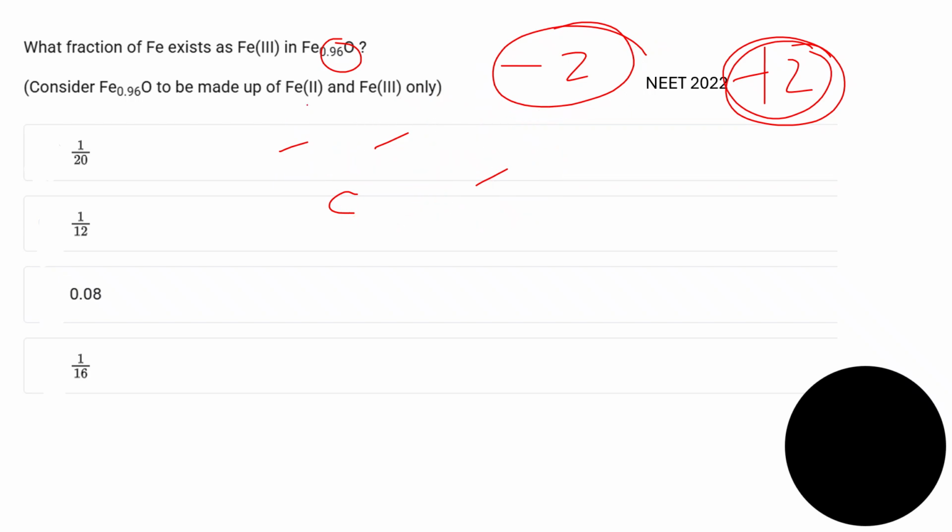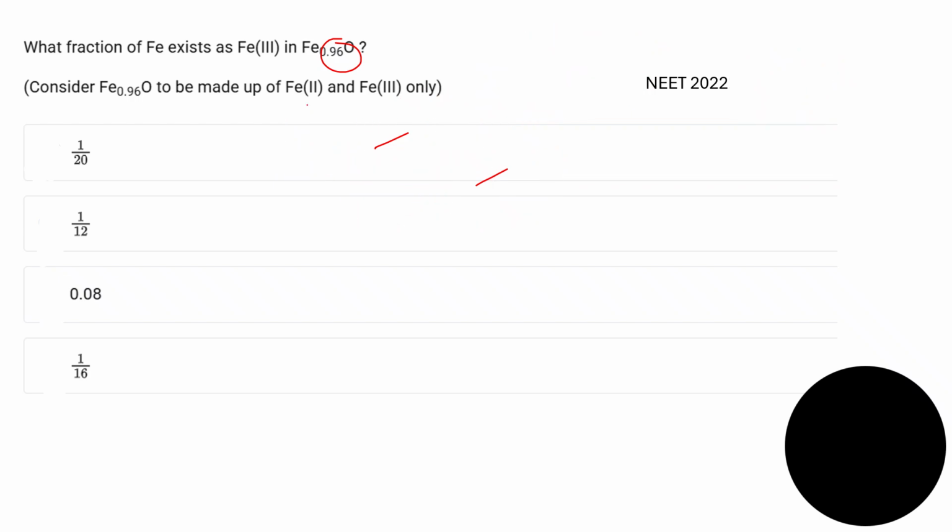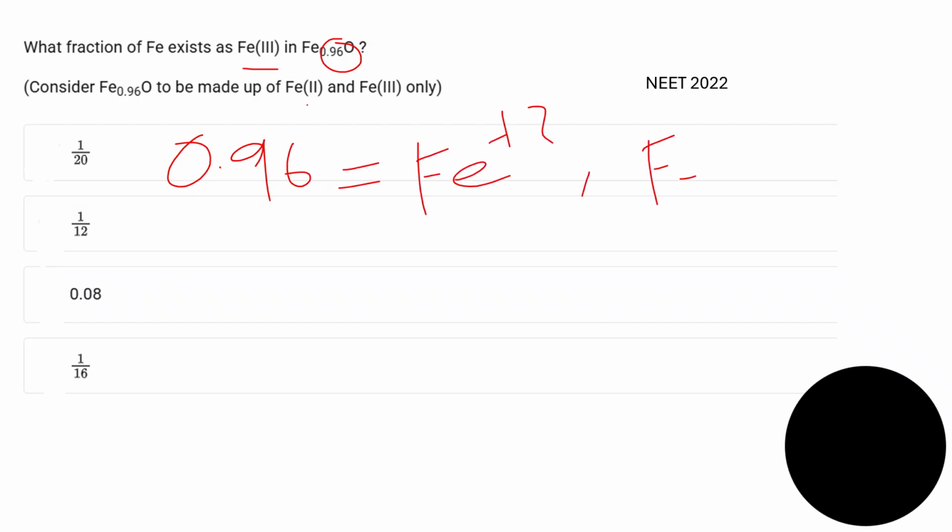How to approach this question? They are asking what fraction of iron is in Fe3. How many Fe3 are in the Fe 0.96? It is very simple. In the iron 0.96, there is Fe2 plus, then Fe3 plus. We don't know how many Fe2 plus, how many Fe3 plus. We don't know both.